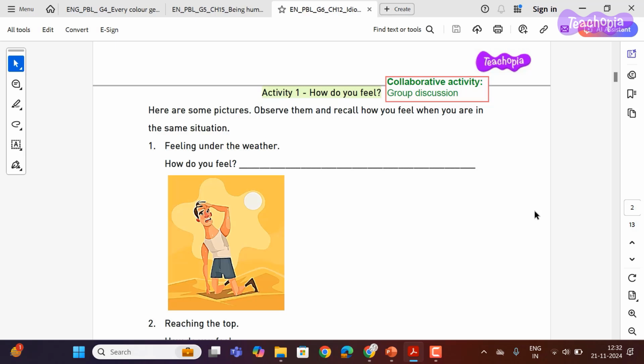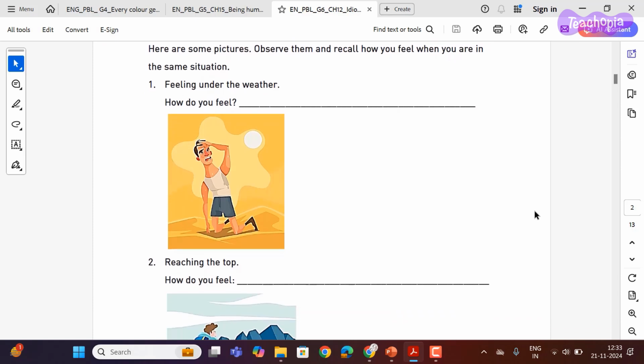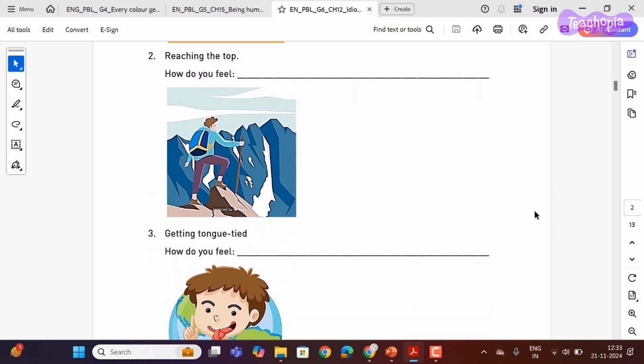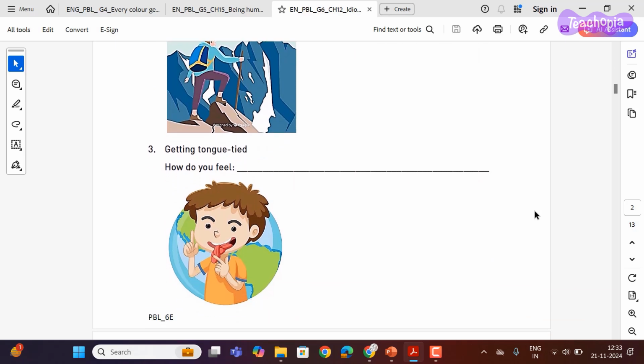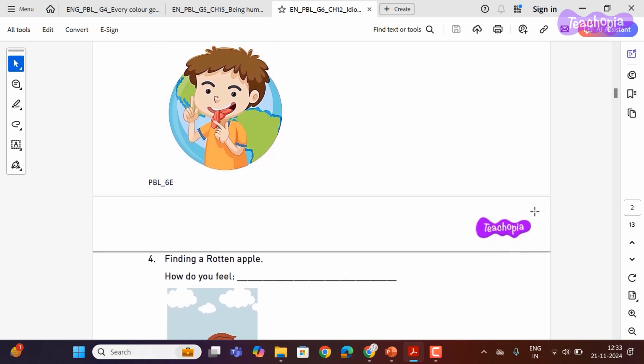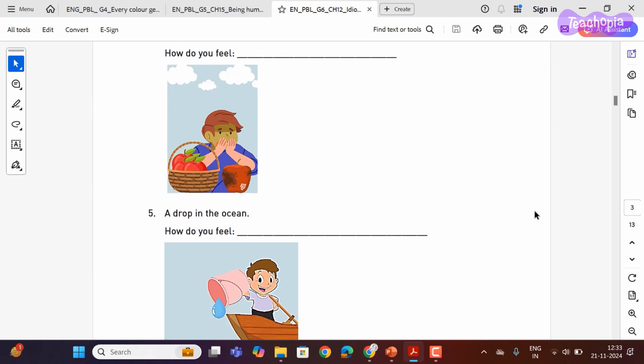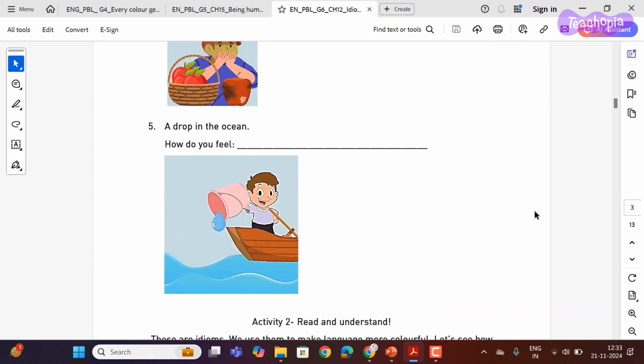This can be a collaborative activity, as you can do it as a group discussion, where the children can actually talk about the picture and see what it means to each of them and arrive at an answer. Feeling under the weather, reaching the top, getting tongue-tied, finding a rotten apple, a drop in the ocean.